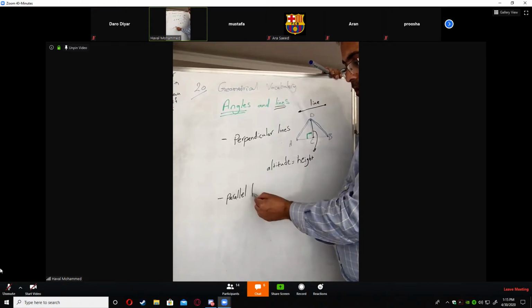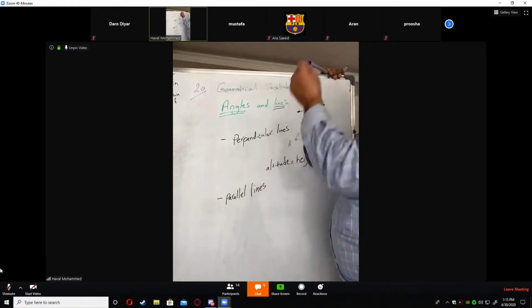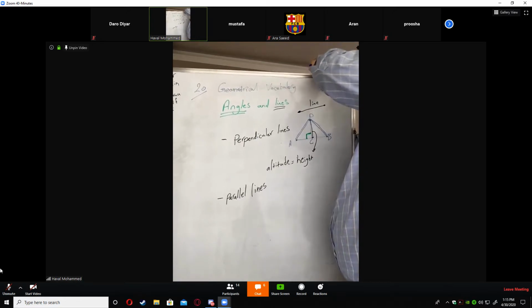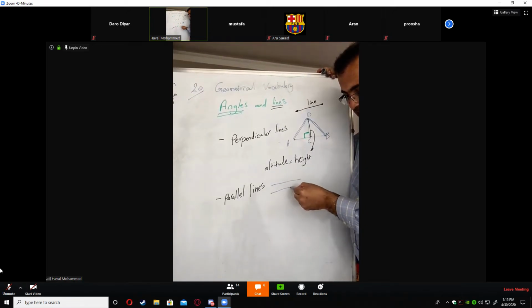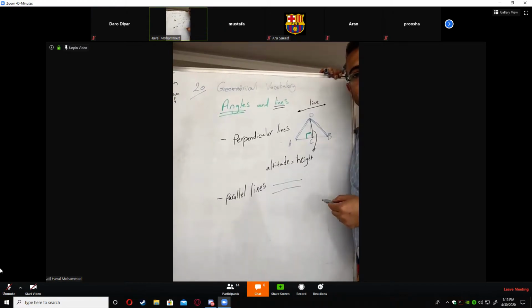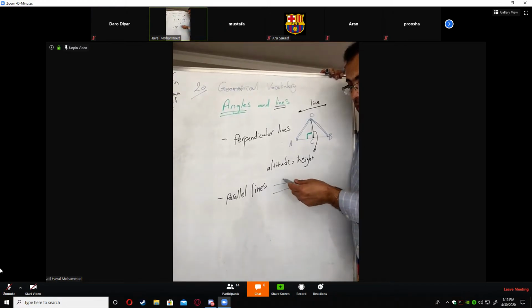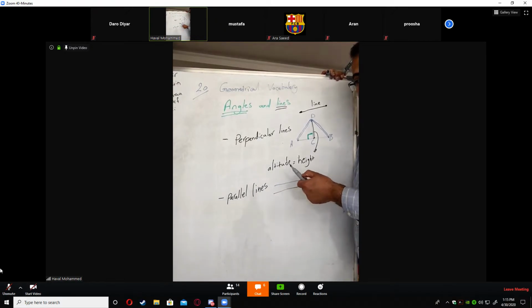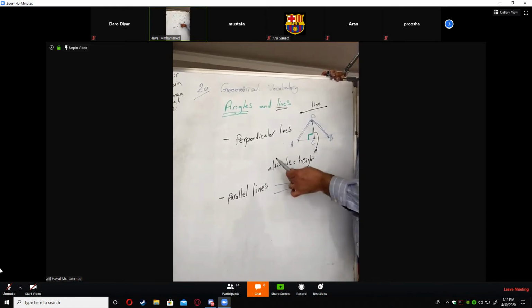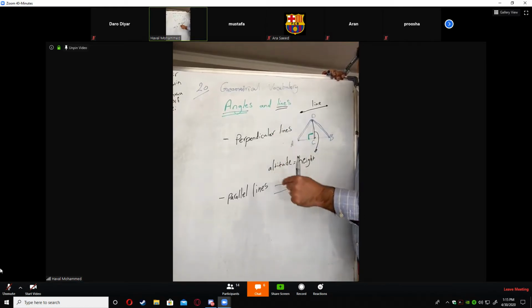Parallel line. For parallel lines, we have two lines which, if we extend them for any amount on either side, will have the same gap in between them. Usually like a railway line. If you extend them for any amount, they will never meet. There will always be a fixed distance between them.